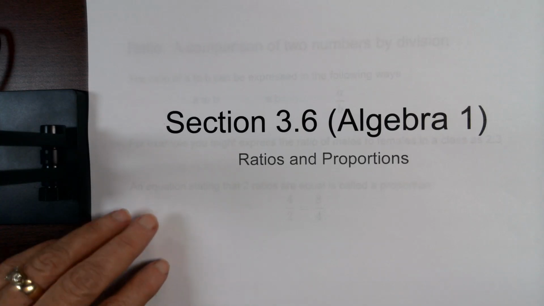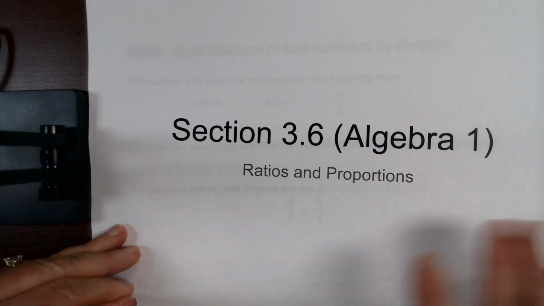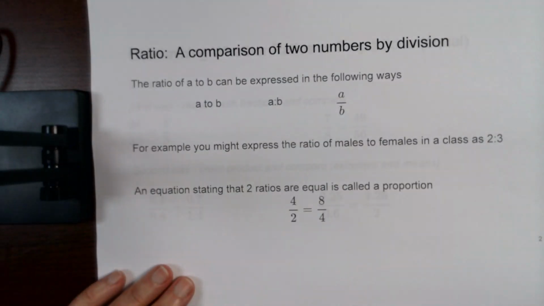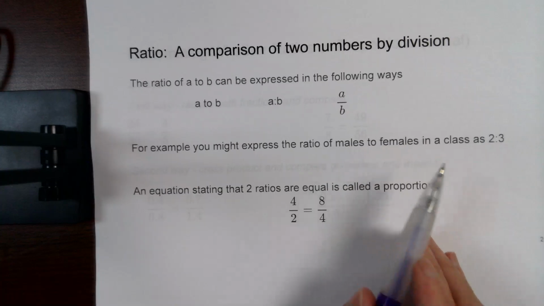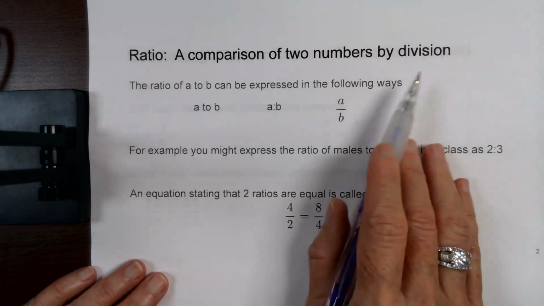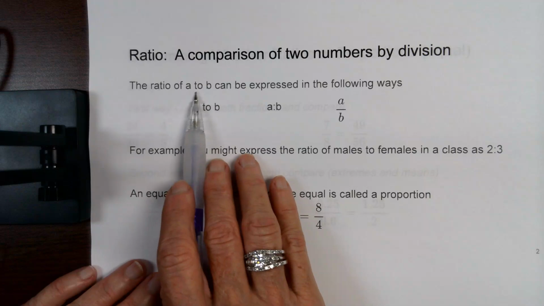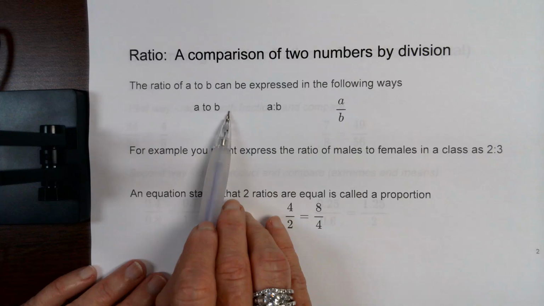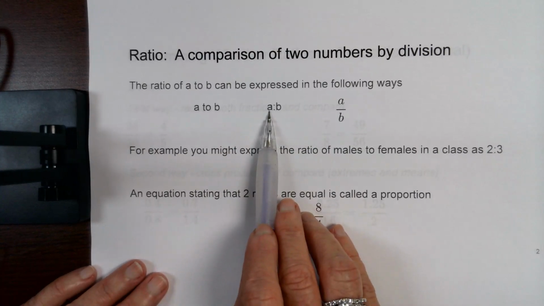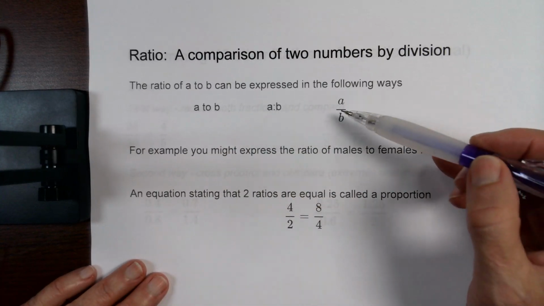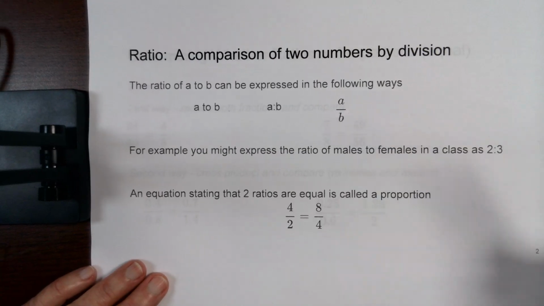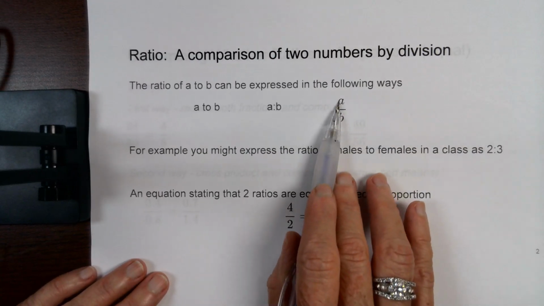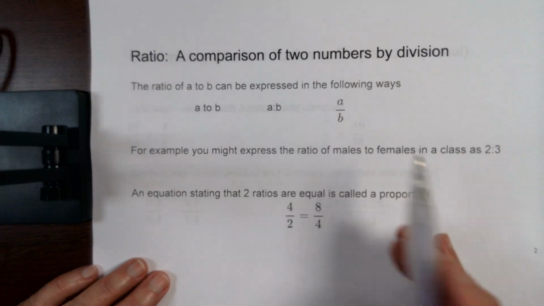Section 3.6 is on ratios and proportions. A ratio is a comparison of two numbers by division, and the ratio of A to B can be expressed in the following ways. You can either write A to B, A colon B, or A over B. I think often we use top and bottom more often.